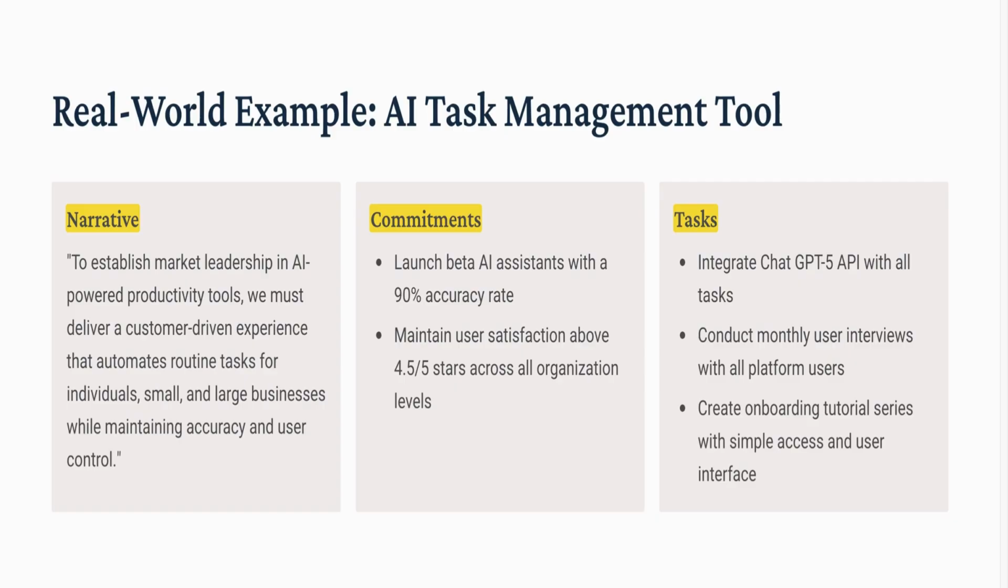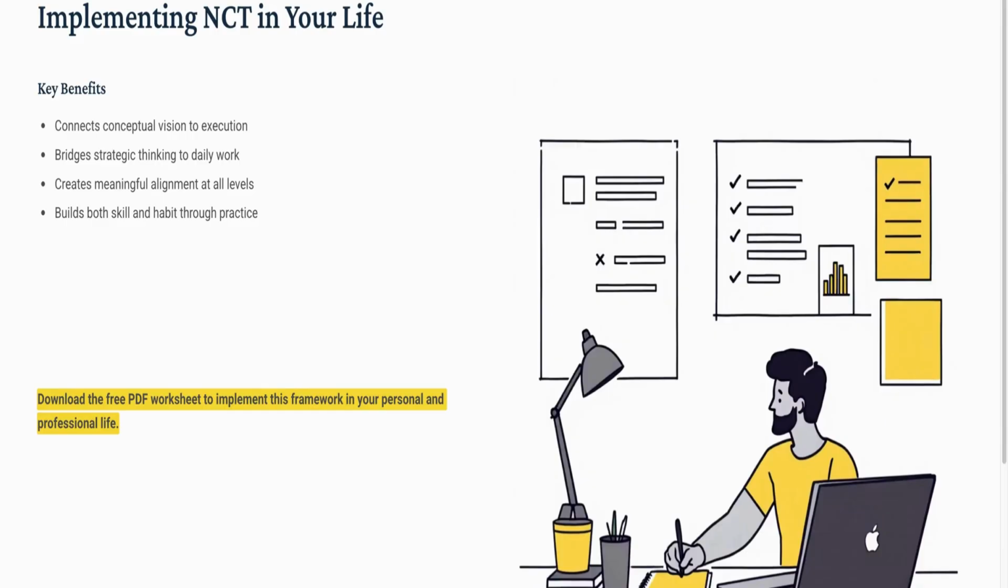You commit to the following statements over the course of the next quarter. Your commitments include launching beta AI assistants with at least 90% accuracy rate and maintaining user satisfaction above 4.5 stars across all levels of organization. Your tasks include integrating ChatGPT 5 API with all tasks, conducting user interviews with all users of the platform on a monthly basis, and creating onboarding tutorial series with simple access and easy user interface.